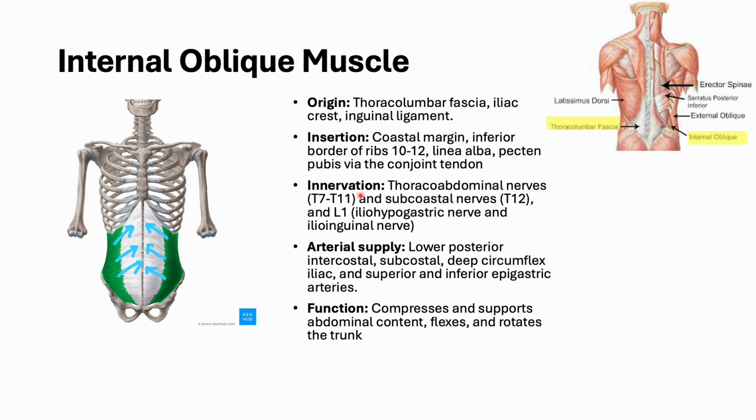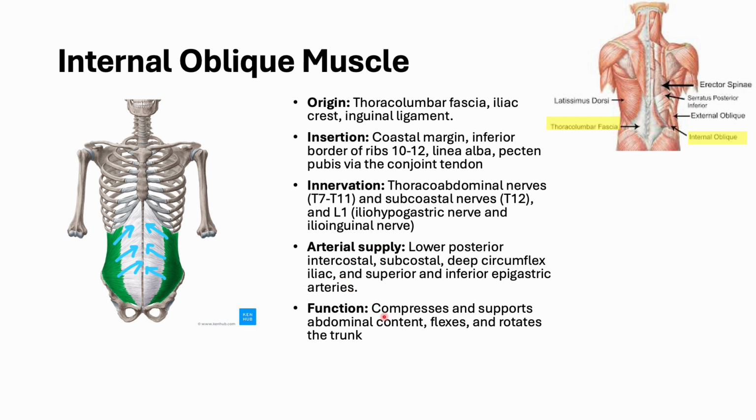And again, the innervations, this one's a little different, has a little more innervation, but again, we have the thoracoabdominal nerves T7 to T11, the subcostal nerves T12, and L1, which include the iliohypogastric nerve and the ilioinguinal nerve.